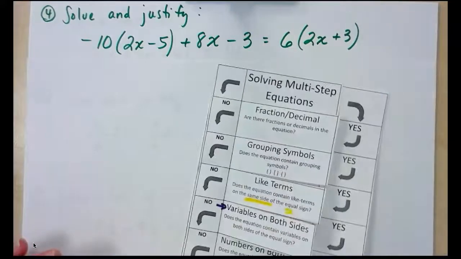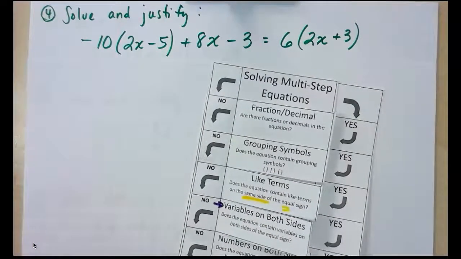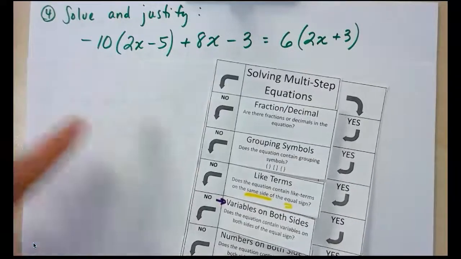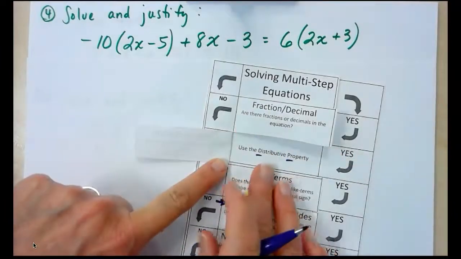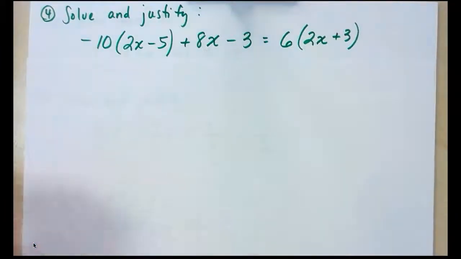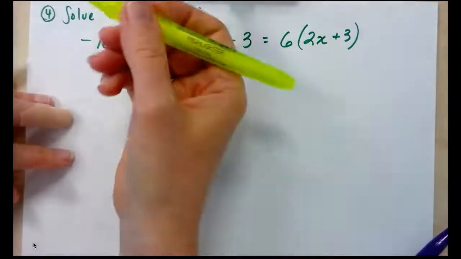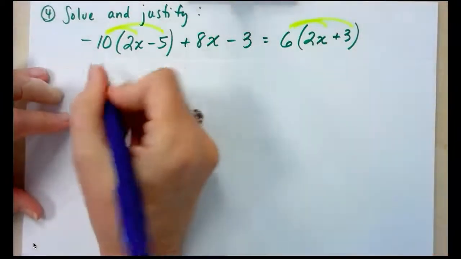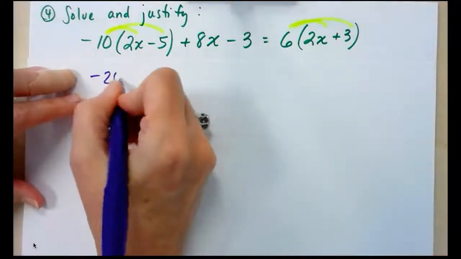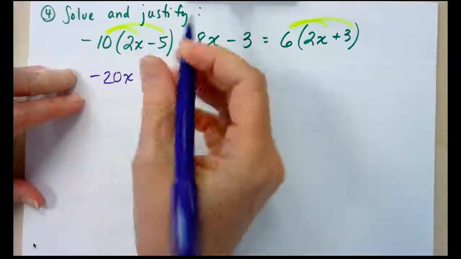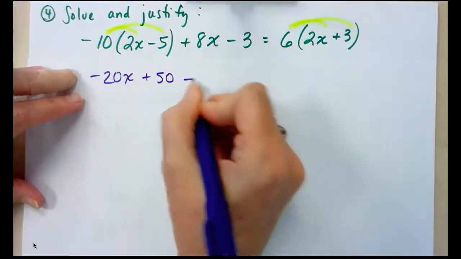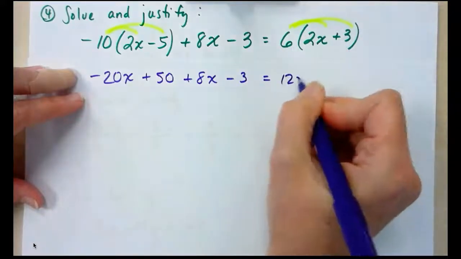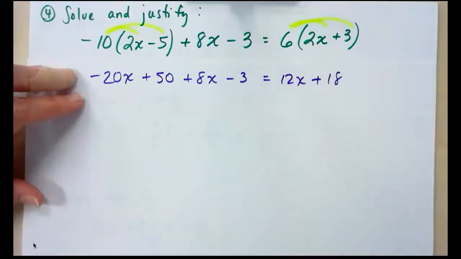If you need to, remember during our practice and review, you can use your foldable here to help you out. We have grouping symbols, so we are going to use the distributive property. So let's show that here and here. So that's going to turn into -10 times 2x is -20x. -10 times -5 plus 50 plus 8x minus 3 equals 6 times 2x is 12x. 6 times 3 plus 18.